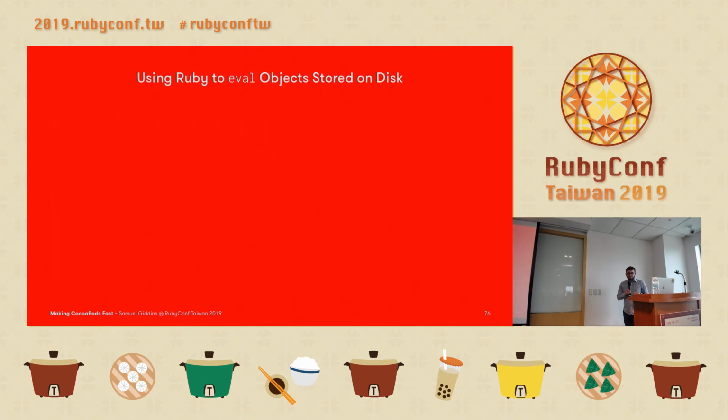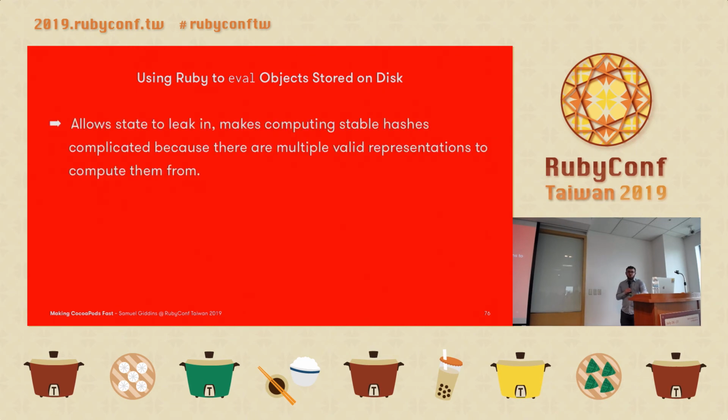We also use eval on objects stored on disk. So our DSLs are just Ruby rather than pure configuration languages like JSON or YAML. And what this means is state can leak into the pure representation of those objects, which means that it's really hard to compute stable hashes because there are multiple valid representations to compute them from. So things like trying to skip out on doing work you don't need to do is hard.